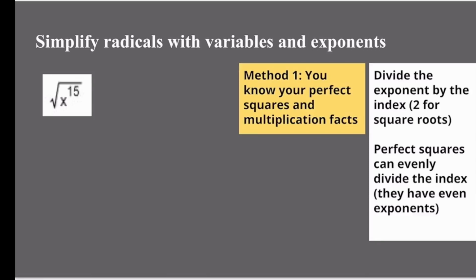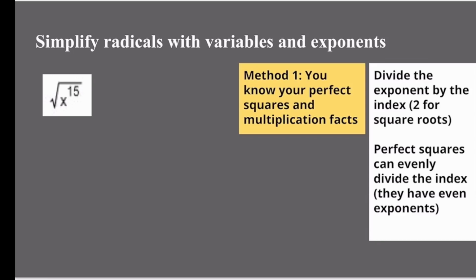Simplify radicals with variables and exponents. So we're going to simplify the square root of x to the 15th power. There are a couple different ways to do this. Method one is going to be knowing your perfect squares, knowing your multiplication facts, and just jumping right into it. Method two is going to be breaking this down and expanding it out so you can see what's happening.